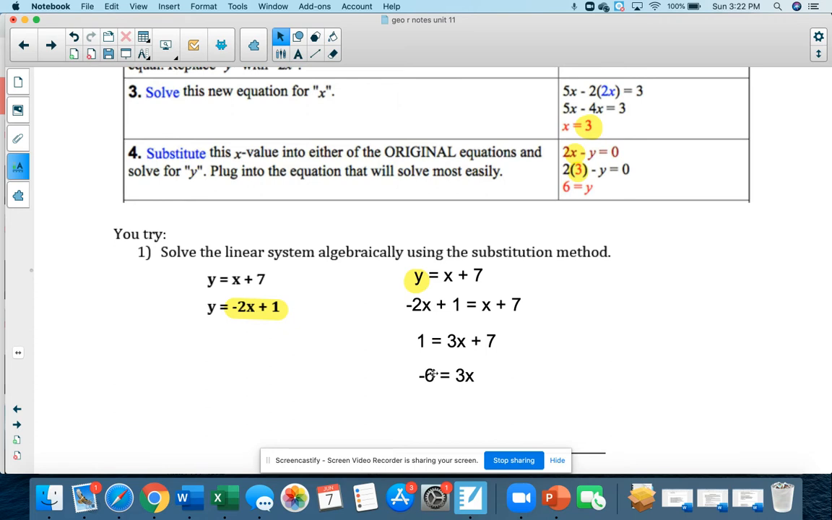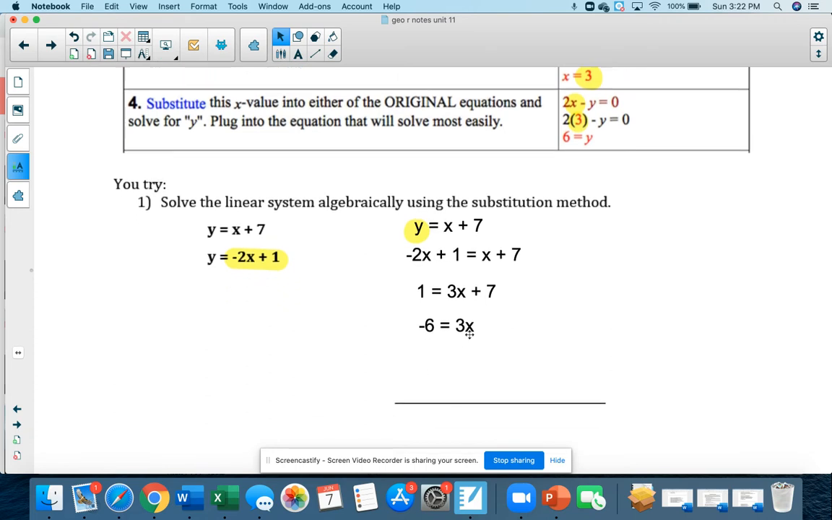Okay, so this is just a regular equation that you're solving, and I'm going to solve for x, so I have to divide by 3, and x equals negative 2. Now that you know what one of the variables is, you can go back to either equation. I always go back to the easier one. The easier one to me is this one, y equals x plus 7.